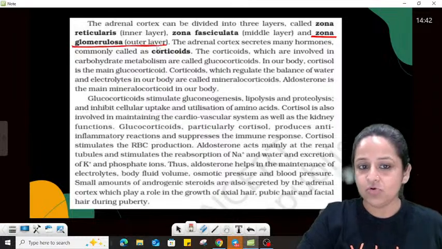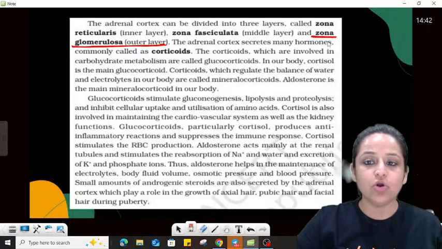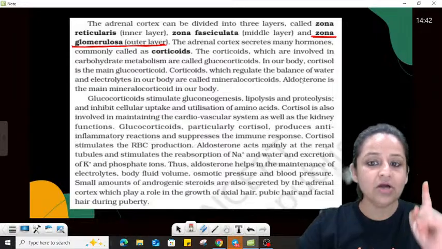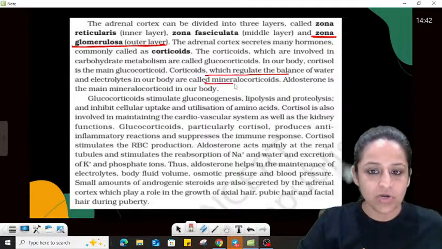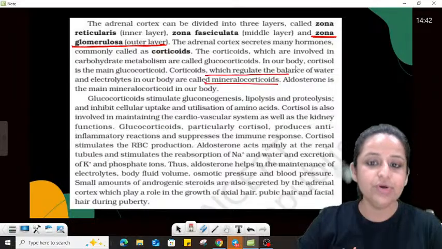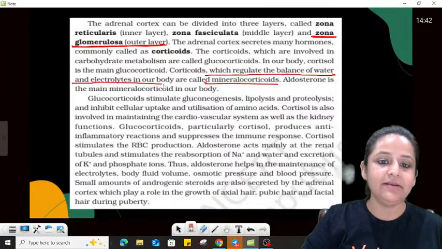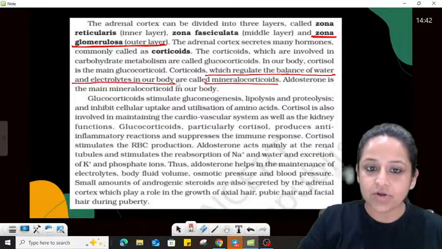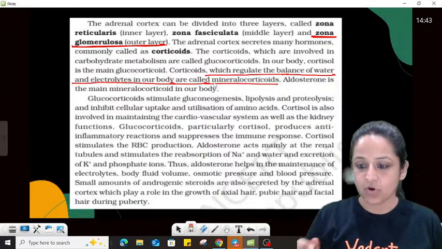All the hormones released from all the three layers are called corticoids in general. Now see, what is zona glomerulosa doing? Zona glomerulosa is going to release a group of hormones called mineralocorticoids. What are these mineralocorticoids going to do? They are going to regulate the balance of water and electrolytes in our body.